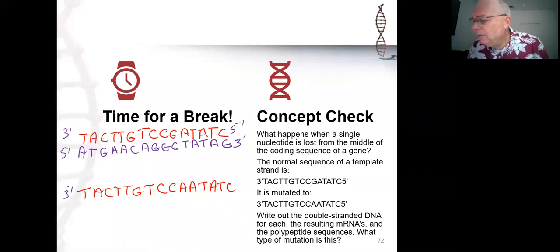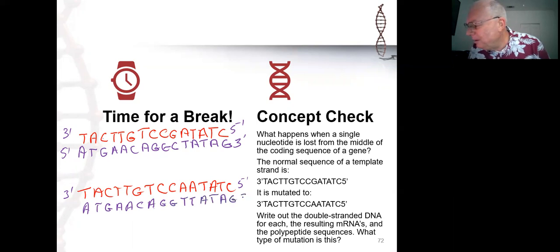Again, this is the 3 prime, this is the 5 prime, so this is going to be A, T, G, A, C, A, G, G, T, T, A, T, A, G. This is the 3 prime, and this is the 5 prime. Now, the messenger RNA sequences, what are they going to be?